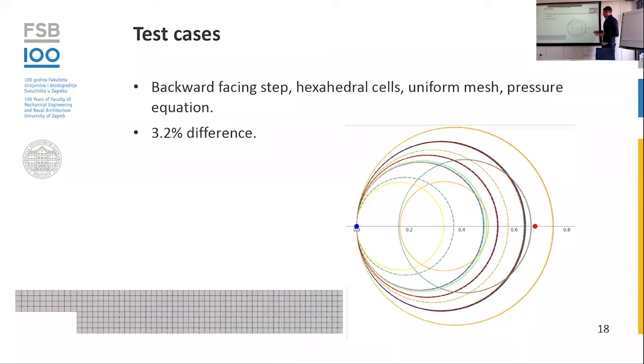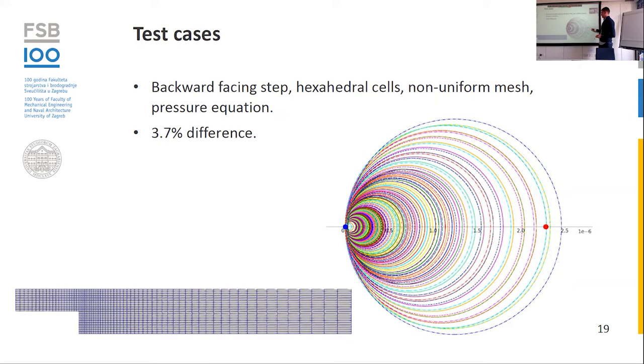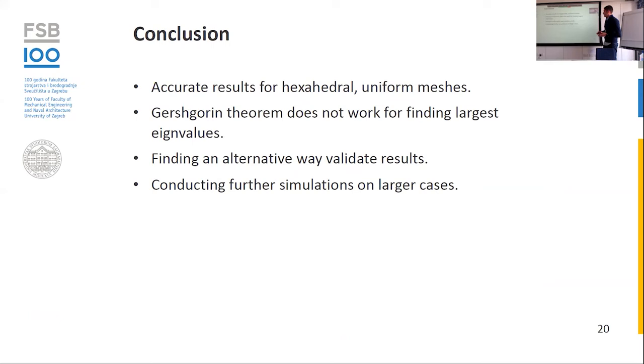The same was done again, but now with a non-uniform mesh, and we can see that the result is worse than before. So this result is worse than for a uniform mesh. So from that, I can conclude that results are most accurate for hexahedral uniform meshes.